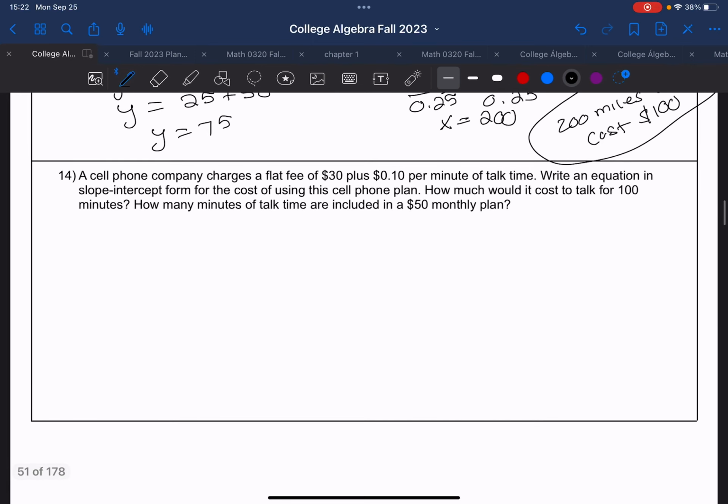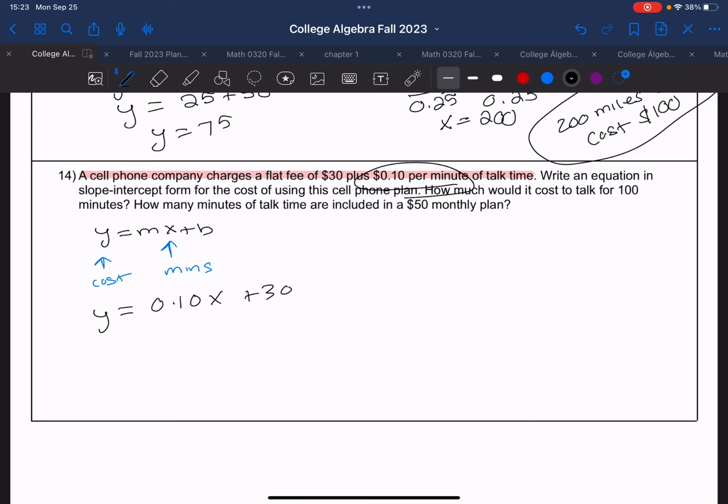And then last one for topic 9. Number 14 says a cell phone company charges a flat fee of $30 plus 10 cents per minute of talk time. Write an equation in slope-intercept form for the cost of using this cell phone plan. Again, it wants us to write y equals mx plus b, where y will be our cost and x will be our minutes. So we have y is equal to 0.10x because that's how much it costs per minute, plus 30 because that's our flat fee. So now we have our equation.